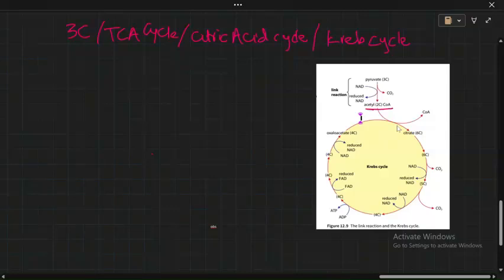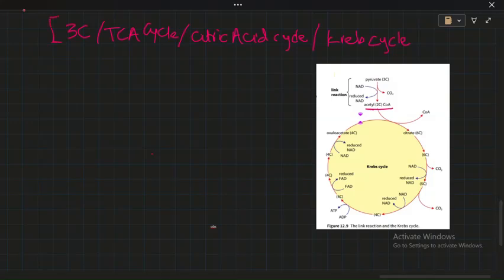Okay, let's continue Krebs cycle. So all these names you see here on the top, these are all the names given to the same process, Krebs cycle. And if you see them anywhere, they're all referring to the same process, right? Okay, so what happens is, let's recall that we were getting a two carbon compound from the link reaction called acetyl-CoA. This acetyl-CoA will go into Krebs cycle.